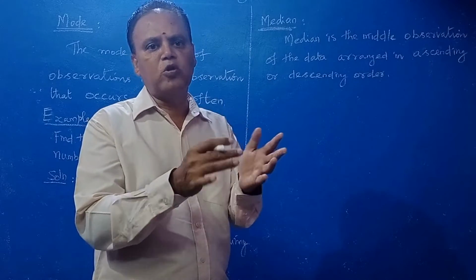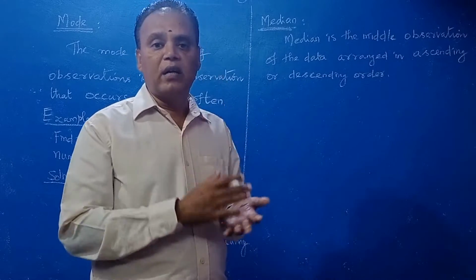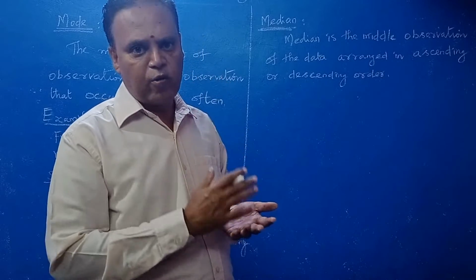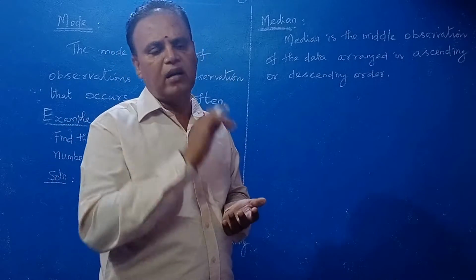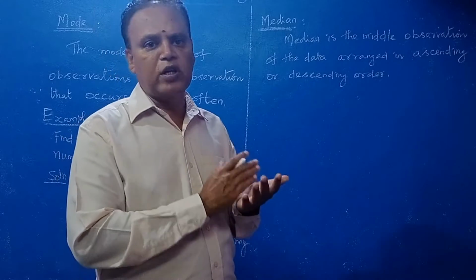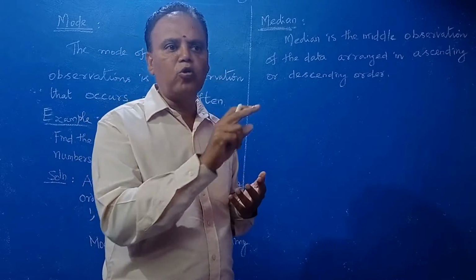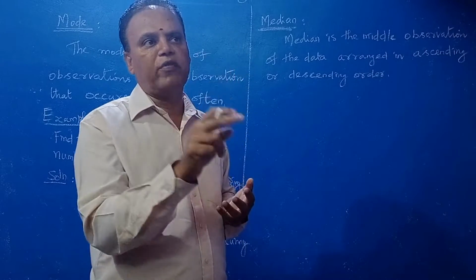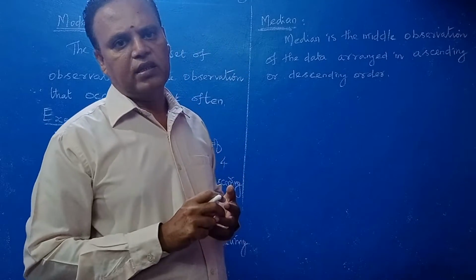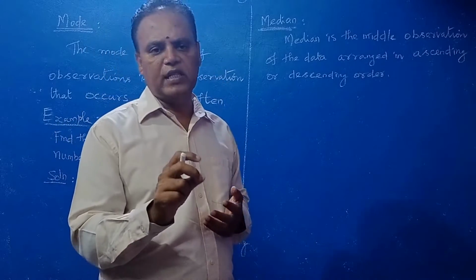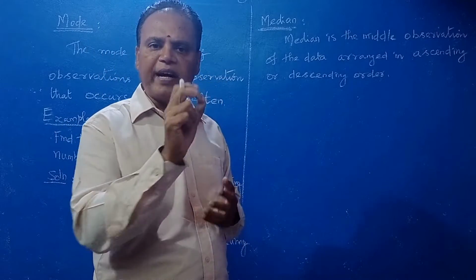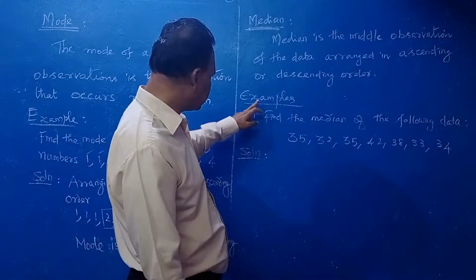Suppose the number of data is odd, say 9 data, then you will get exactly one middle observation. Suppose the number of data is even, then you will get two middle data. For that you have to find the average. That means you add both the data and divide by 2. Clear? We will see some examples.